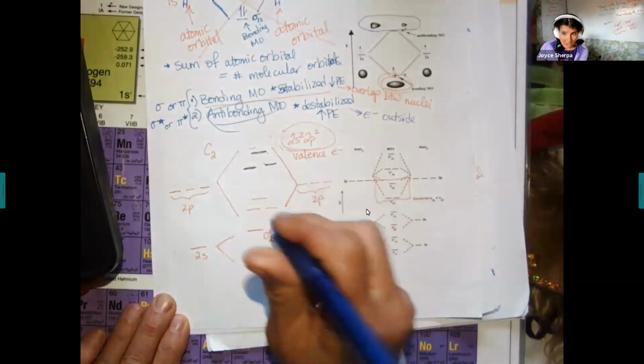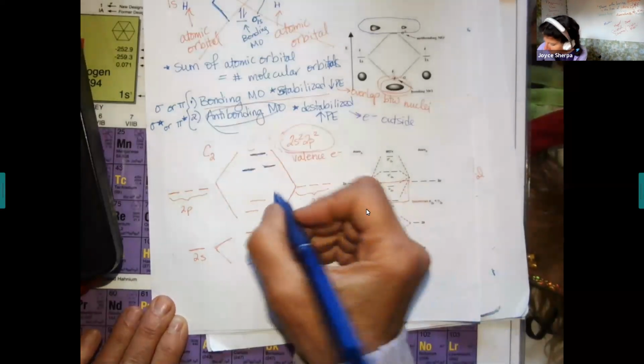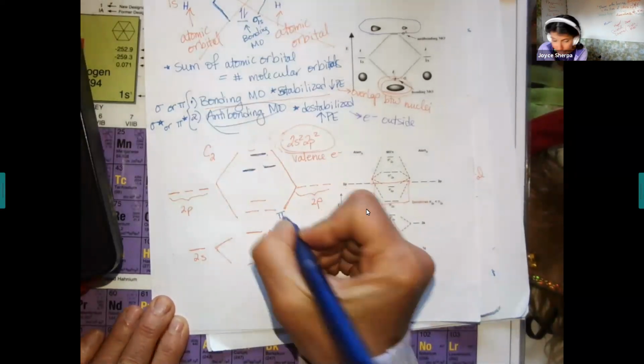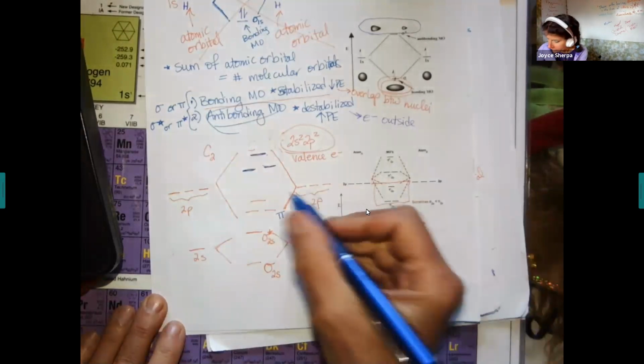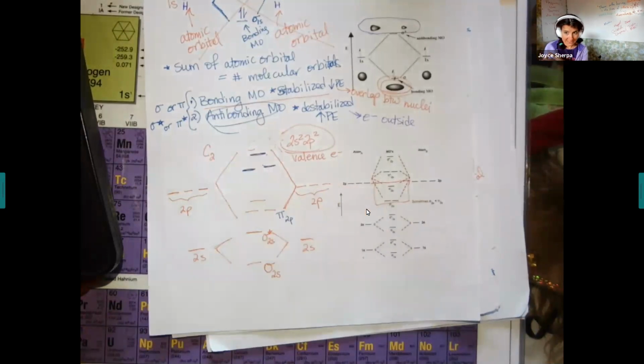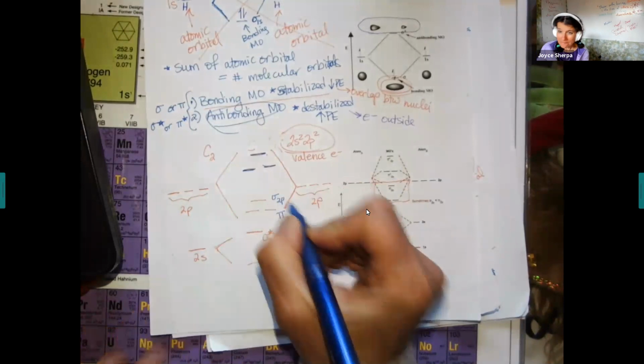When you have 2 lines, it's always 2, 1, 2, 1. The 2 lines is a pi orbital, and we call it pi 2p because it's the 2p orbitals that came together. And then the 1 is a sigma 2p.